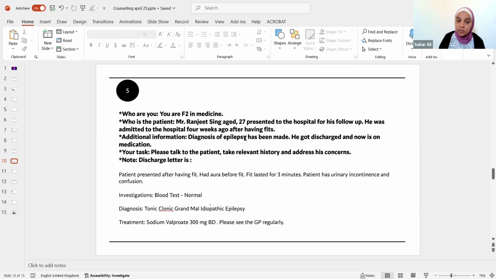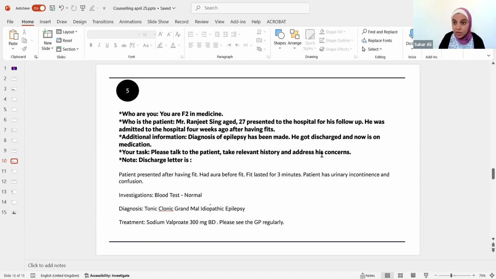And then while you are taking your history, you are searching for the risk factors of having attacks of epilepsy, right? So this is the type of the question. What is the task? Please talk to the patient. Take a relevant history. You took a relevant history. You missed a few things. I'm going to tell you what they are, and address his concerns.